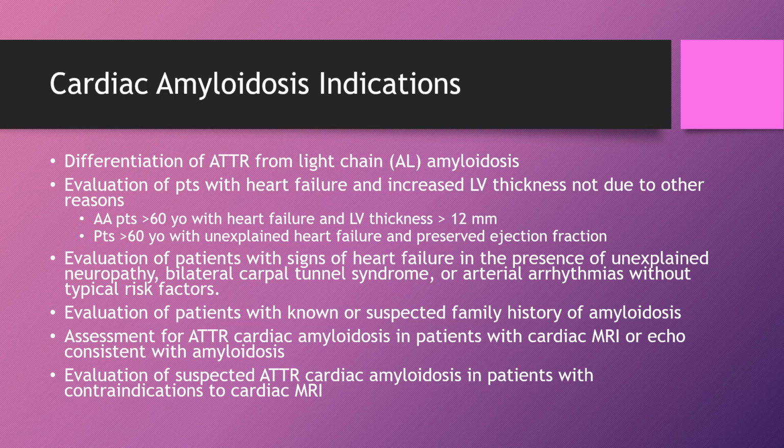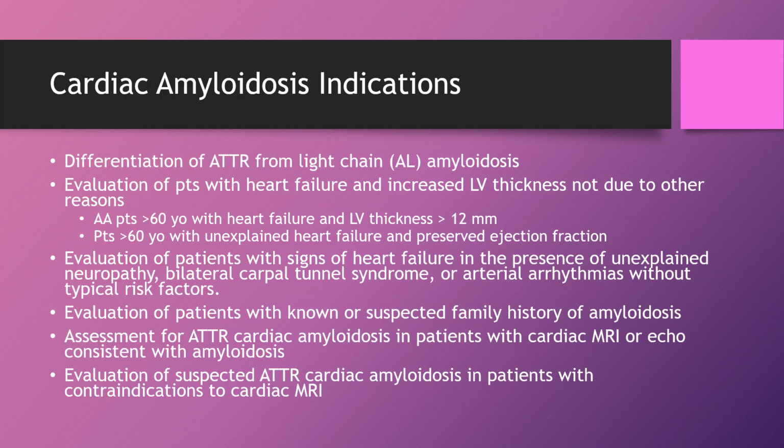So there is a differentiation between ATTR and light chain amyloidosis. So that's a great indication for cardiac amyloidosis imaging: evaluation of patients with heart failure and increased left ventricular thickness not due to other noticeable or common reasons; African American patients who are greater than 60 years old with heart failure and left ventricular thickness greater than 12 millimeters; patients greater than 60 years old with unexplained heart failure and preserved ejection fraction.